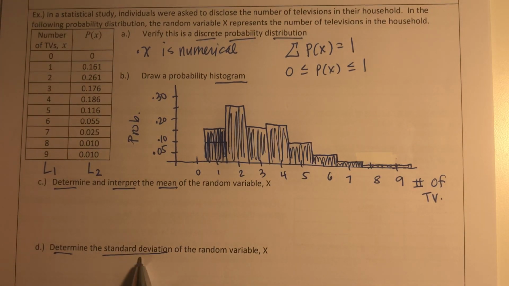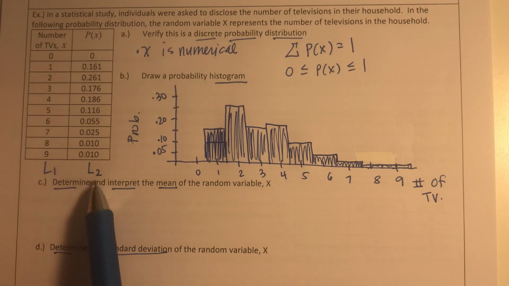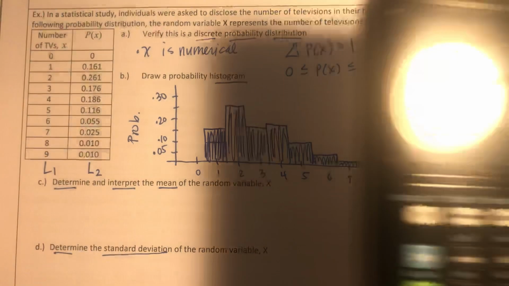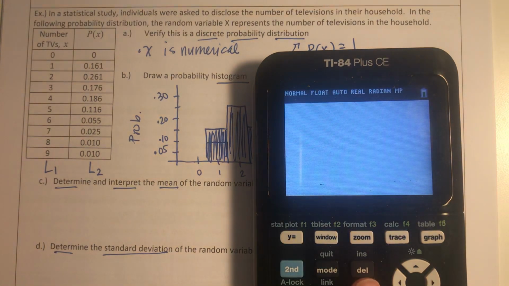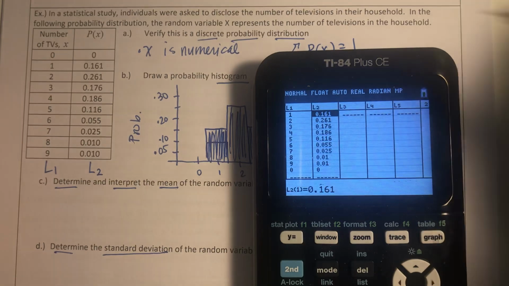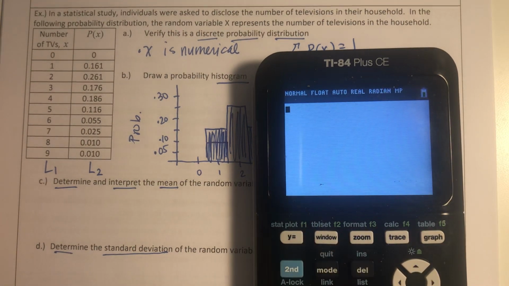and the following one says determine the standard deviation. In order to do that, we need to input our data values into L1 for our x, our random variable, and L2 would be our corresponding probabilities. So in order to do that, turn your calculator on, go to Stat, go to Edit, and make sure you put all those numbers in, double checking, making sure that you have them in correctly.